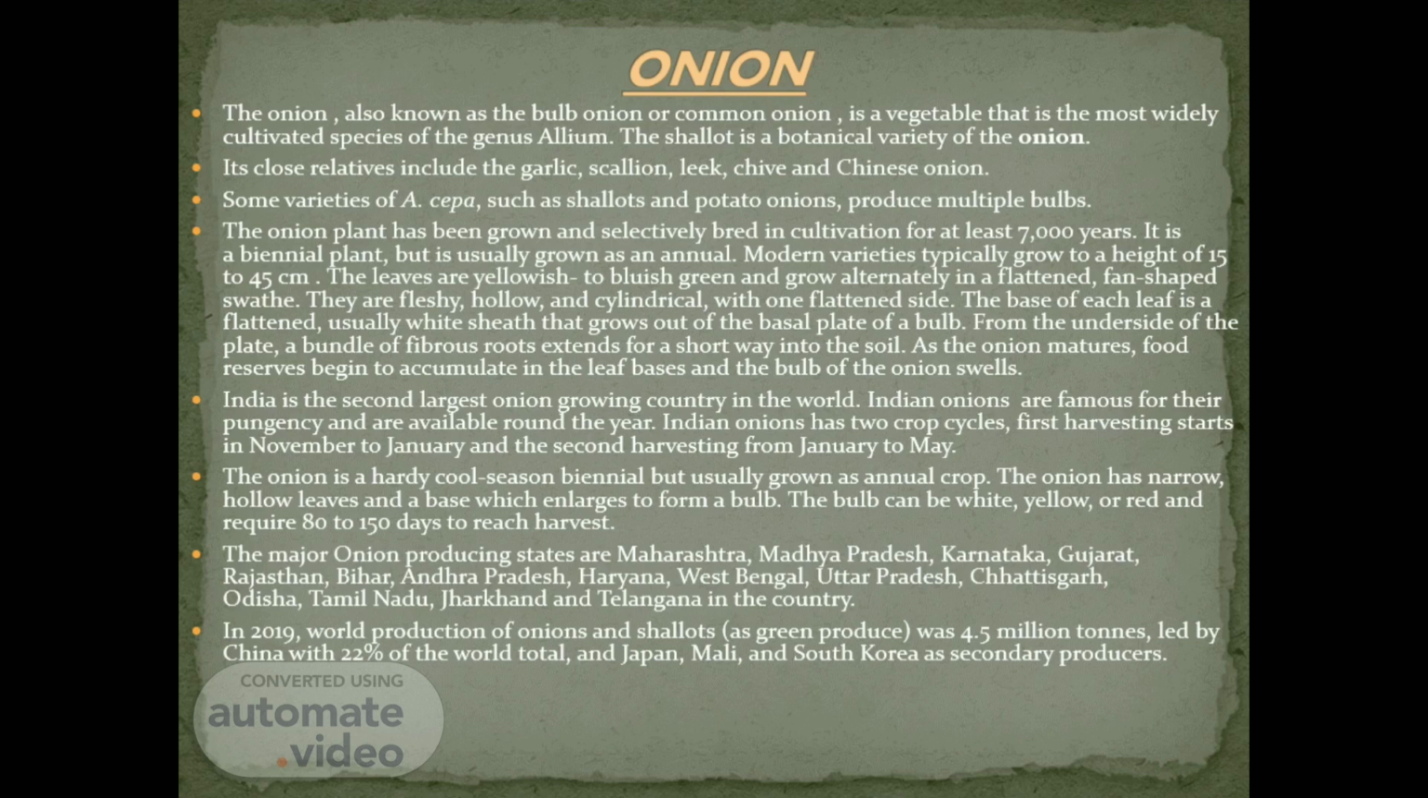The major onion producing states are Maharashtra, Madhya Pradesh, Karnataka, Gujarat, Rajasthan, Bihar, Andhra Pradesh, Haryana, West Bengal, Uttar Pradesh, Chhattisgarh, Orissa, Tamil Nadu, Jharkhand and Telangana in the country. In 2019, world's production of onions and shallots as green produce was 4.5 million tons, led by China with 22% of the world total, and Japan, Mali and South Korea as secondary producers.